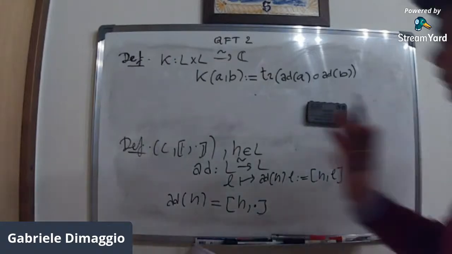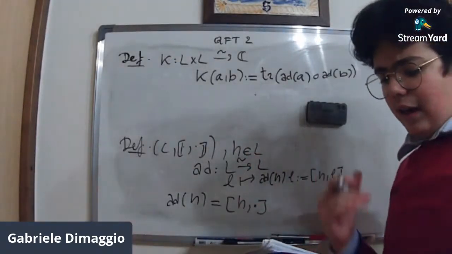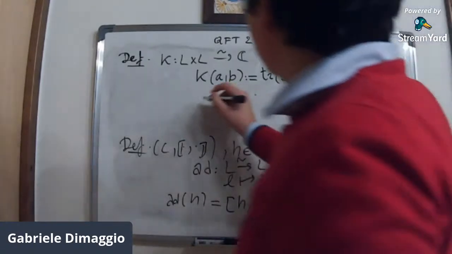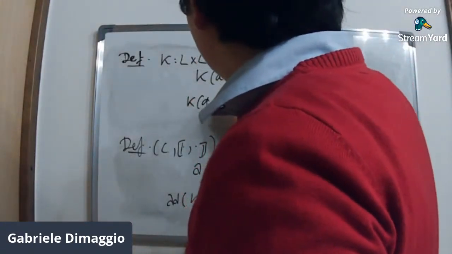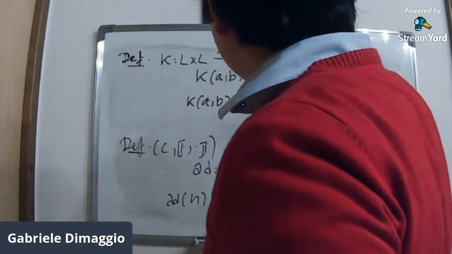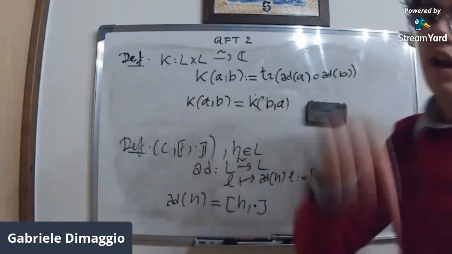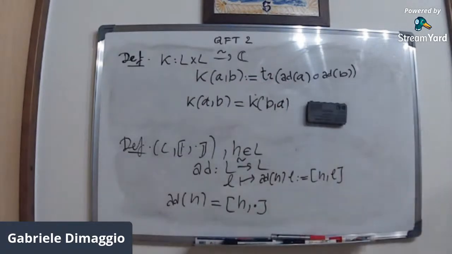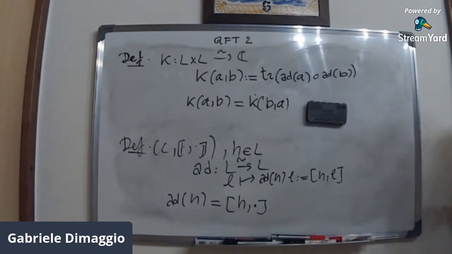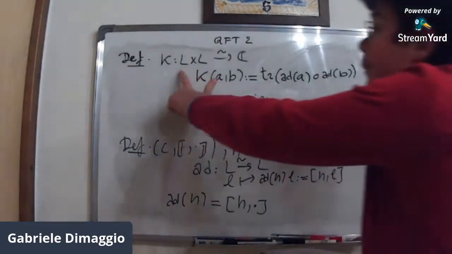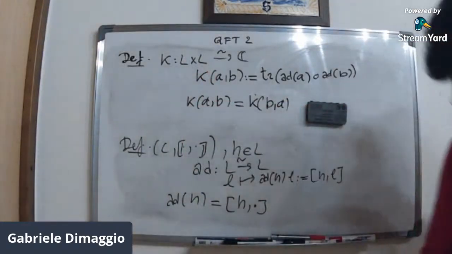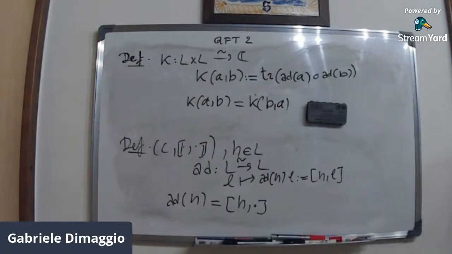Now, if L is a finite dimensional vector space, I have that kappa(A,B) is equal to kappa(B,A). This happens when the Lie algebra is a finite dimensional vector space. And if L is semi-simple, I have that kappa is non-degenerate. Perfect. Now I have this particular thing.